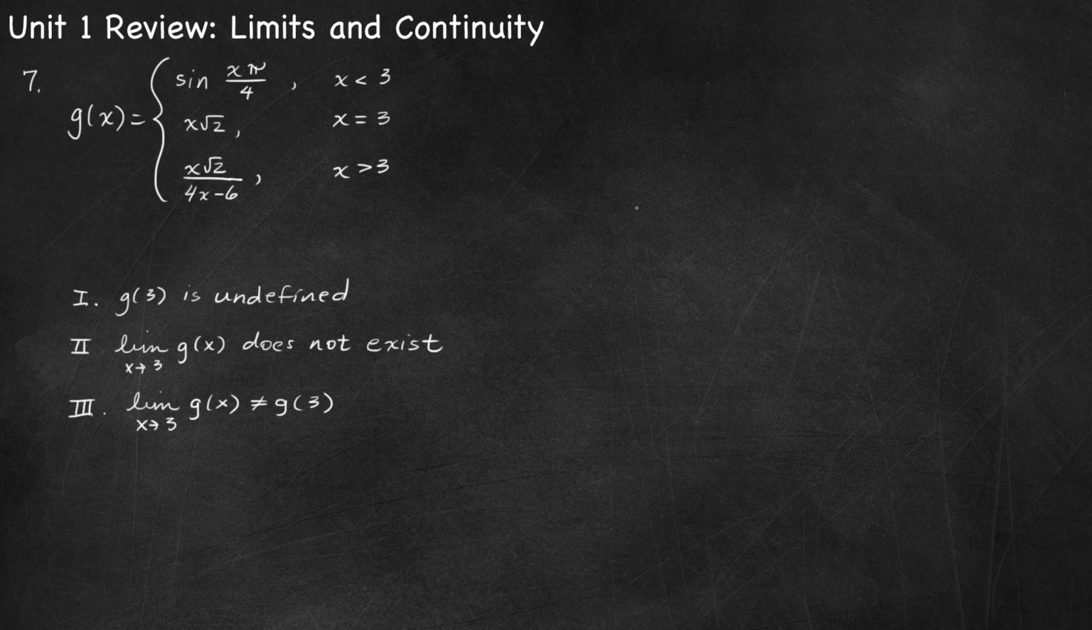For number 7, we want to determine which of the following statements are reasons why g is not continuous at x equals 3. So statement 1 says g of 3 is undefined. Well, if we look at our piecewise function, when x is 3, g equals 3 root 2. So g of 3 equals 3 root 2, which is a real number, so our function is defined when x is 3. So number 1 is a false statement. That's definitely not the reason why this graph wouldn't be continuous at x equals 3.